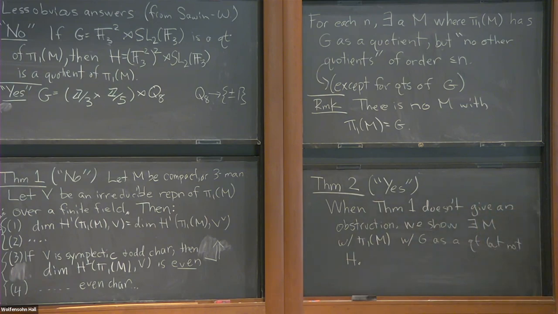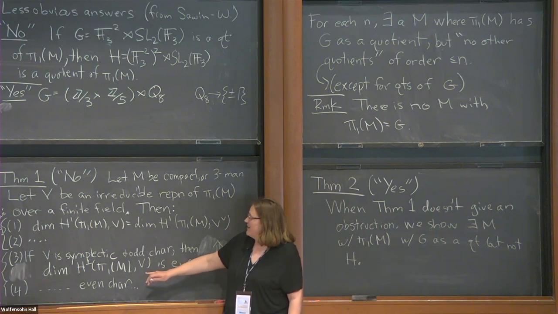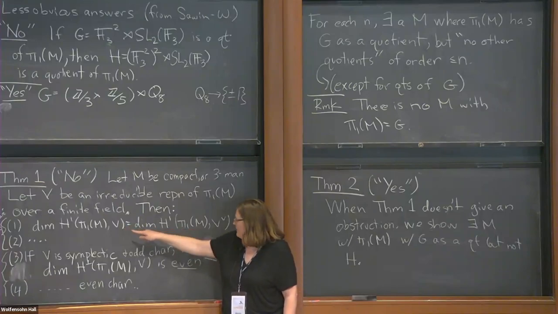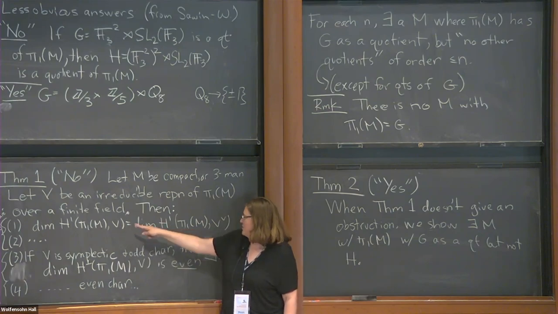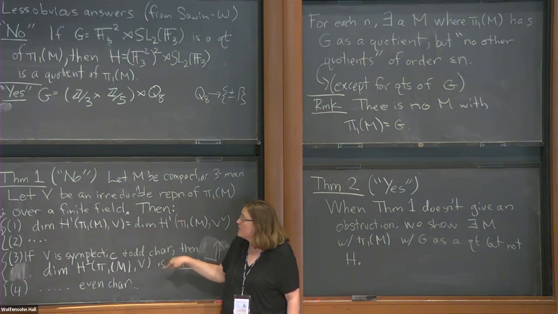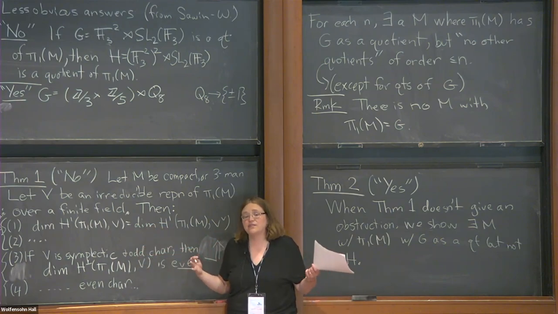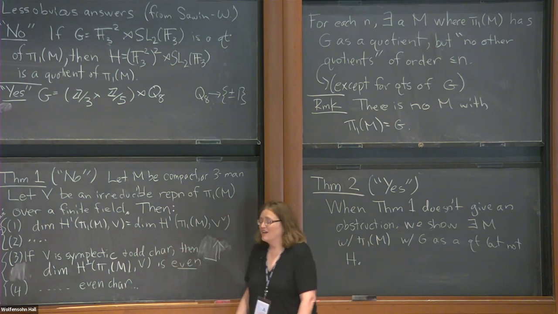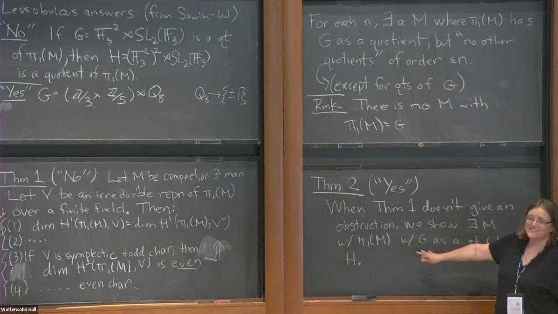All right, so this is stated a little bit informally. One way to quickly make a formal statement is, if you replace pi one of M with a general group, these conditions exactly describe the closure of the set of three manifold groups, their profinite completions, in the space of profinite groups. So that's one way to make this precise.